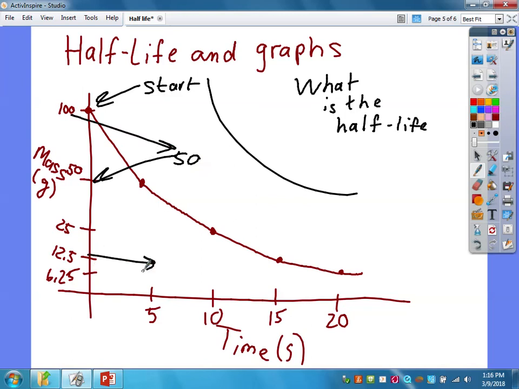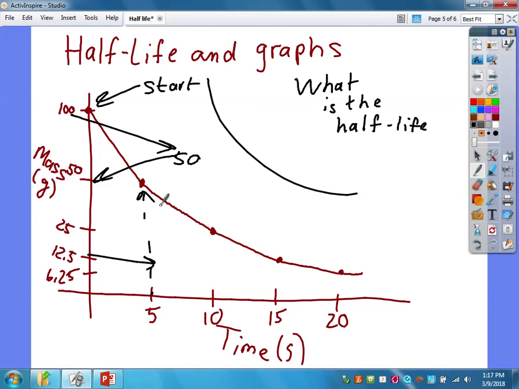In this case, I made it nice and easy. It must have taken 5 seconds. And if I keep looking, after another 5 seconds, I halve it to 25. After another 5 seconds, I have it at 12.5, etc. If it doesn't line up perfectly, the other question would be, how many half-lives occur to get to 6.25, or how much is left after 3 half-lives.